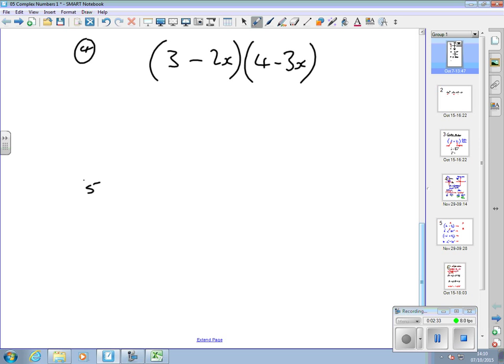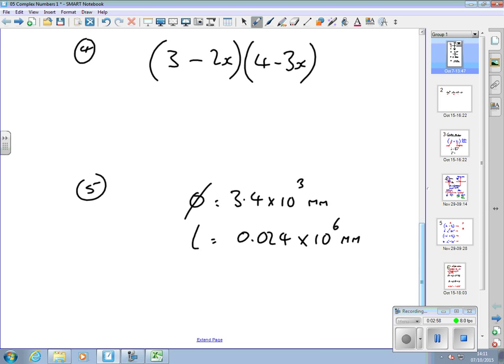And number 5, the last one, we've got a cylinder. It's got a diameter of 3.4 times 10 to the 3 millimeters. So often we measure dimensions in millimeters, and the length of this cylinder is 0.024 times 10 to the 6 millimeters. What I want you to do is find out what the volume of that cylinder is.